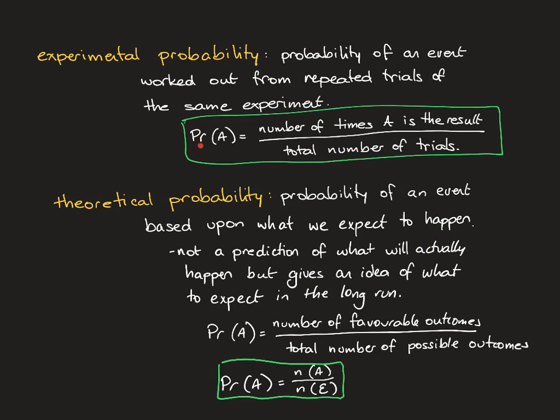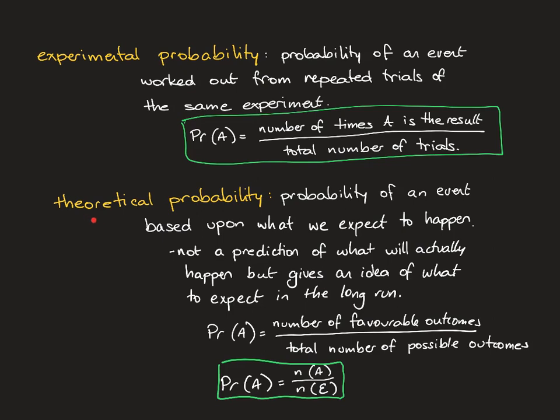And what we do is we put the probability of A, where this A is our event, is the number of times that A was the result in this experiment that had multiple trials, divided by the total number of trials that were carried out.